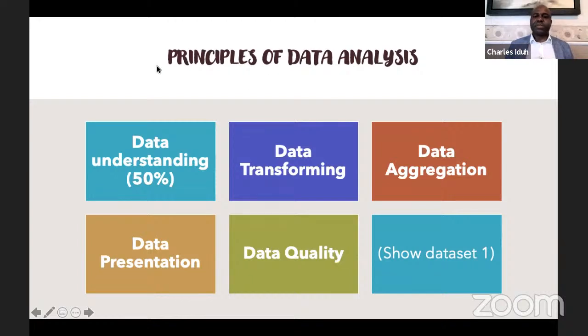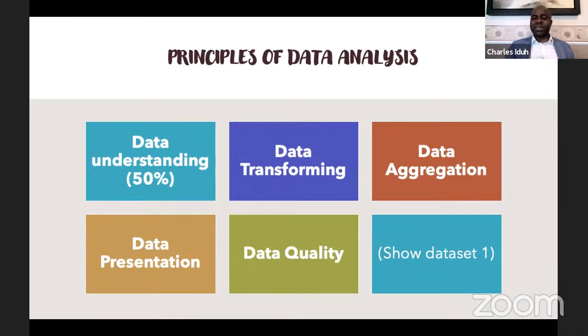Okay. Principles of data analysis. 1, understanding data. Data understanding is 50% of your work. If you don't understand the data set, you cannot do anything. Are you with me? I believe Mr. Oye too will agree with me, you have to understand the data. For you to transform data, aggregate data, present data, you must understand the data.